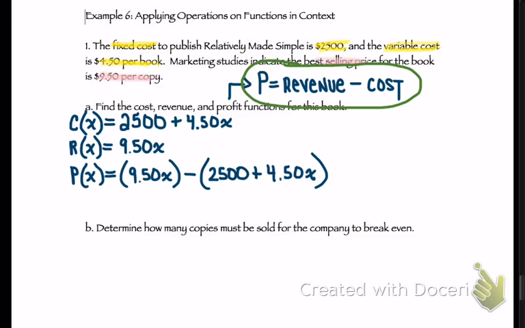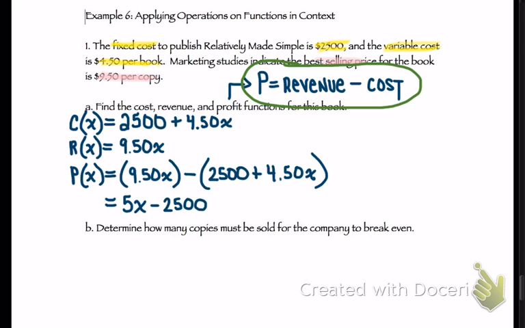So I think what I can do from here is combine like terms to get my profit equation, which looks like it's going to be 5x minus 2,500. Okay, so there is my profit equation. So, next step, letter B. Determine how many copies must be sold for the company to break even.